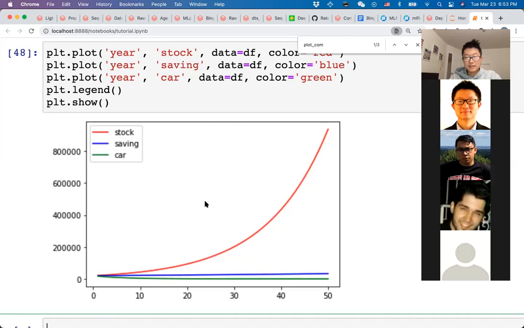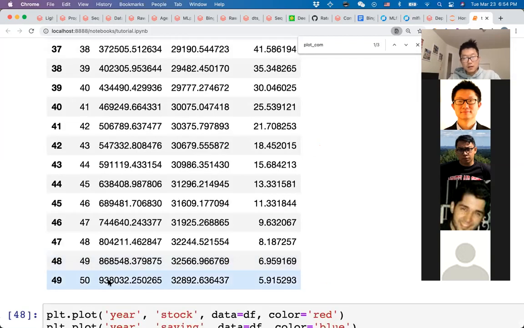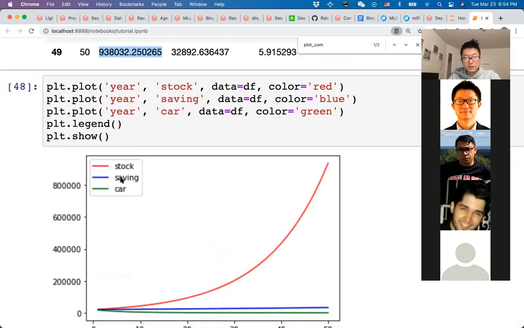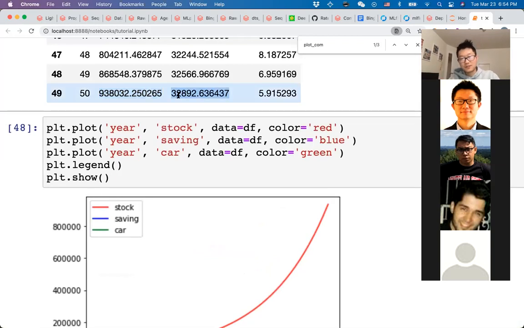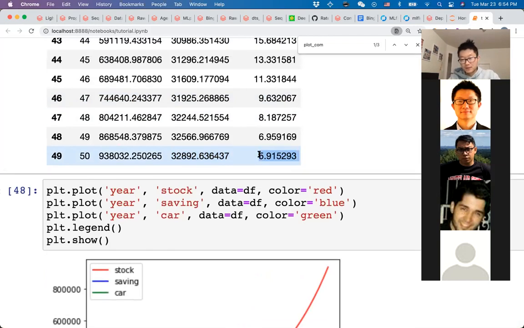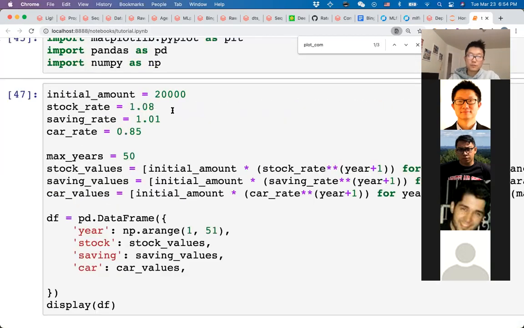If you invest your money in something that generates value by itself, your $20,000 is going to be worth around this value: $930,000 in 50 years. Whereas if you invest in savings, it will only be $30,000, sorry, $12,000 more. But if you invest in cars, in 50 years this is what you have, $6. And you said that the stock is an index fund? Yes. If you do better portfolio management, you can do better.